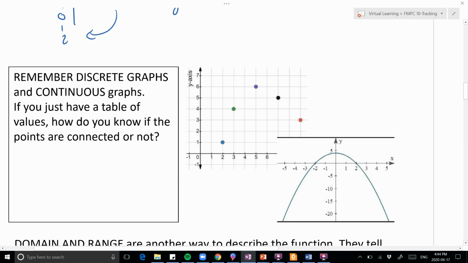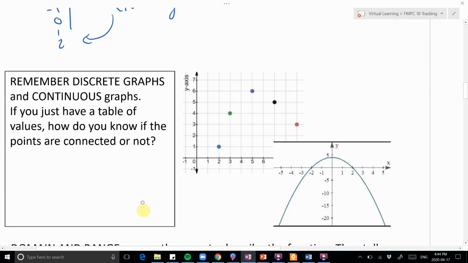So for example, if we were growing something, right? It's growing in between our data points. We're just not collecting that data, but it exists. Whereas sometimes we don't connect those dots because that data doesn't make sense. So for example, you can't have a half of a person, right? You can't sell a half of a ticket. So here it doesn't make sense to have the data in between tickets because you can't sell them.